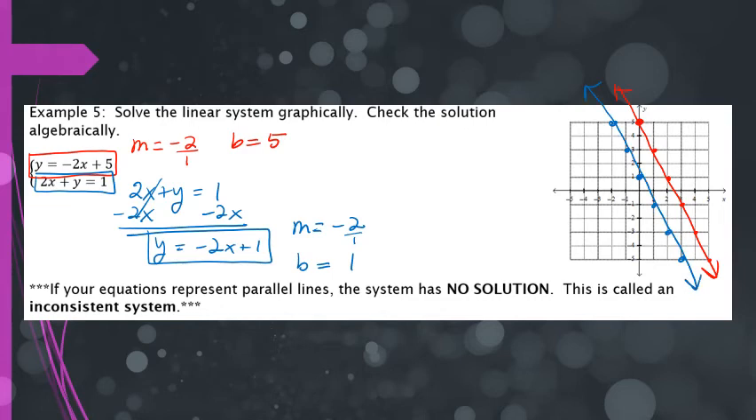So you'll notice that these two lines are parallel. They're never going to cross each other. They're at the exact same steepness. So when that happens, the solution is that there is no solution.